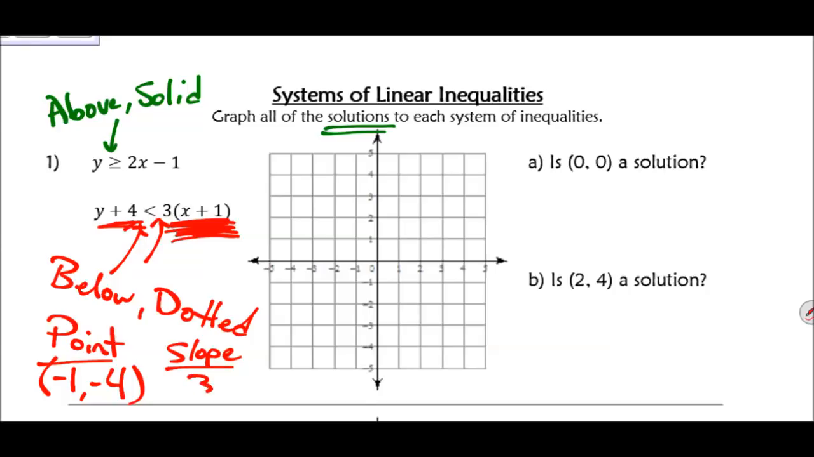So I have my point and my slope, now I can graph it. -1, -4, and a slope of 3. So I'm going up 3 over 1, up 3 over 1, up 3 over 1, and this is a dotted line that I'm going to shade below. So I'm going to shade below that line.